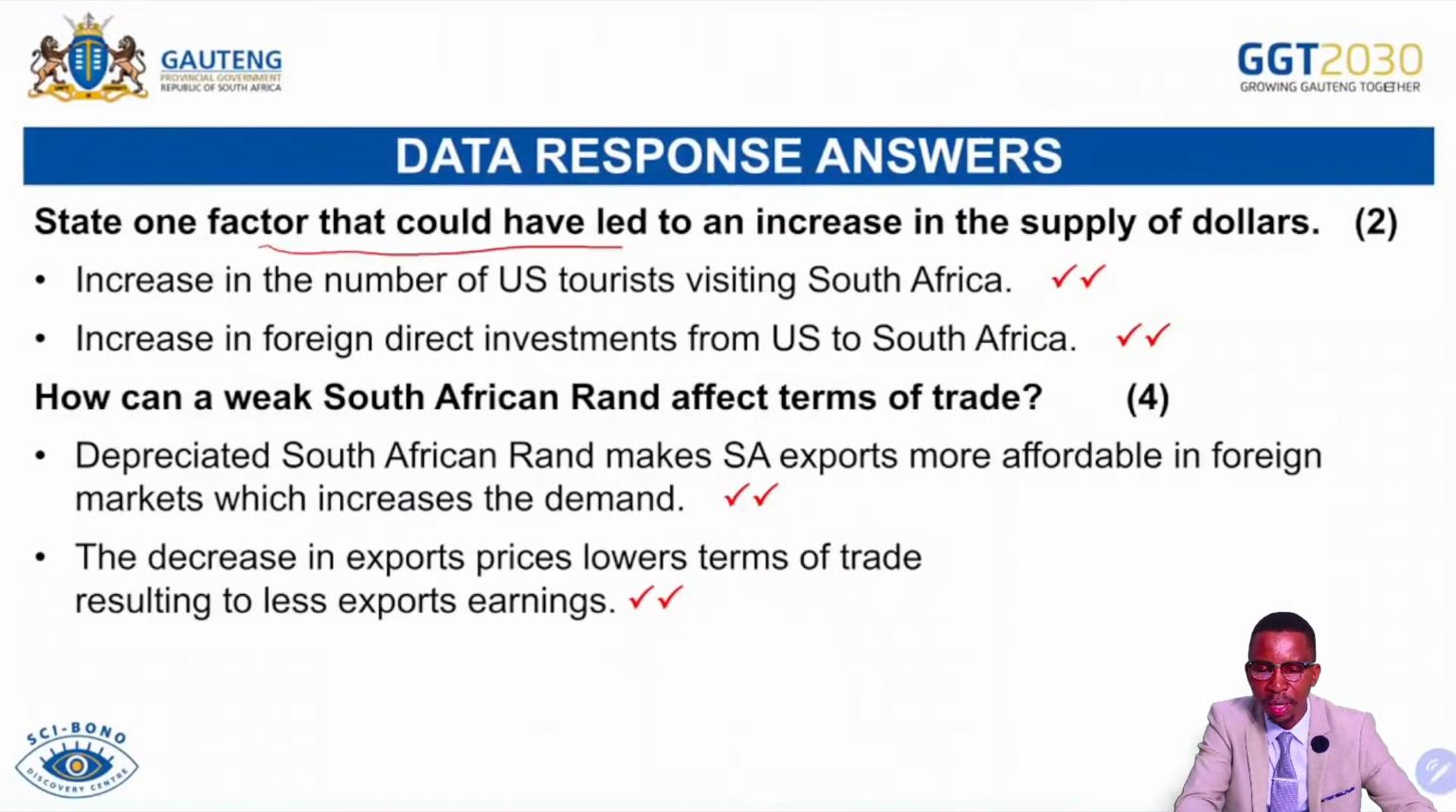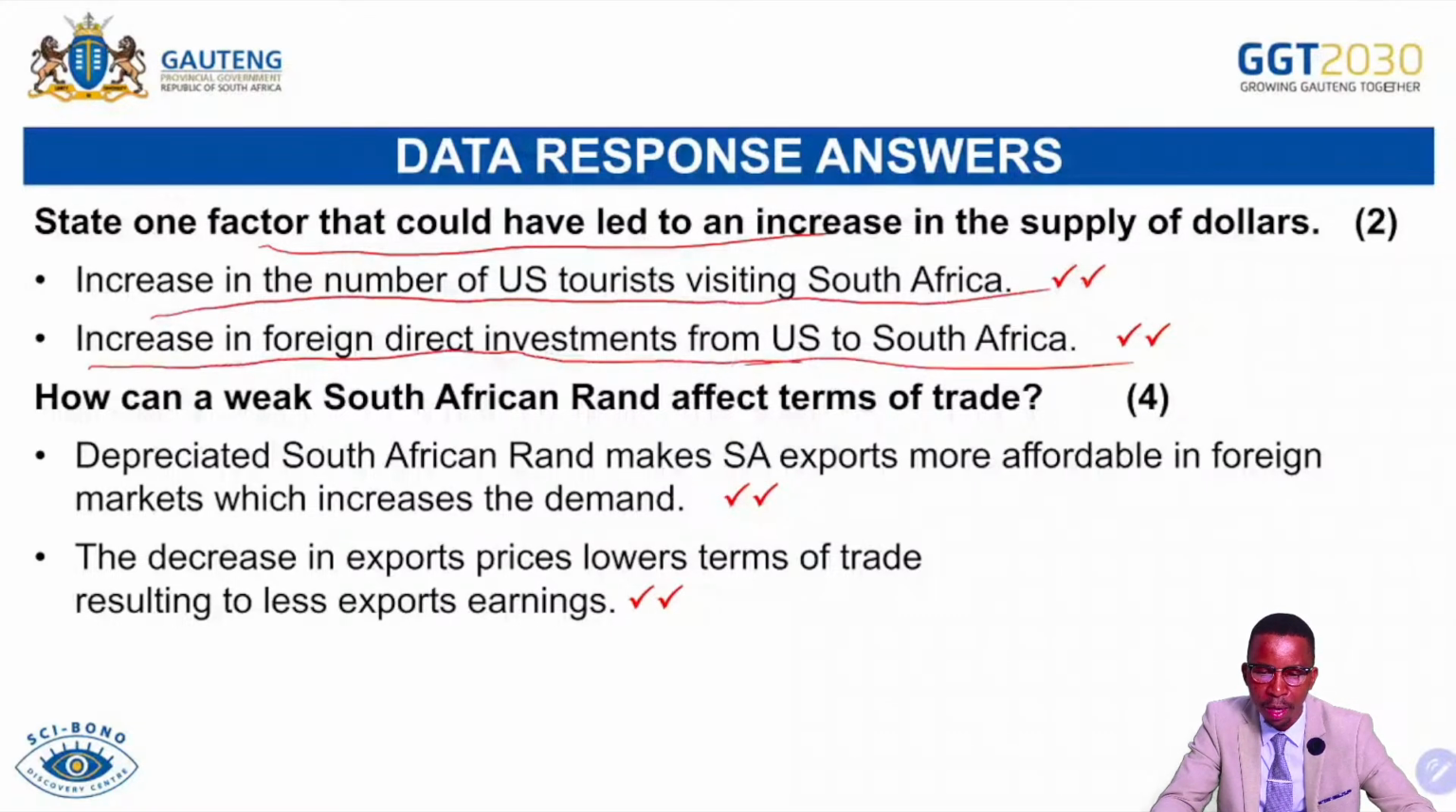State one factor that could have led to the increase in the supply of dollars: an increase in the number of US tourists visiting South Africa, or an increase in foreign direct investment from the US to South Africa. There are also many other factors that can influence the supply of US dollars to South Africa. Maybe they are paying dividends to South African portfolio investors. Maybe they are touring South Africa. There are so many factors.